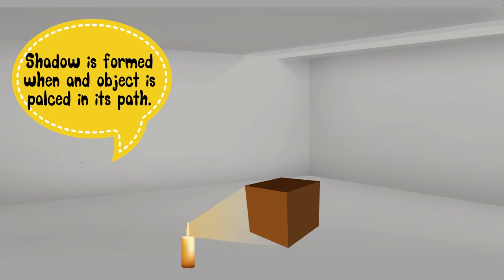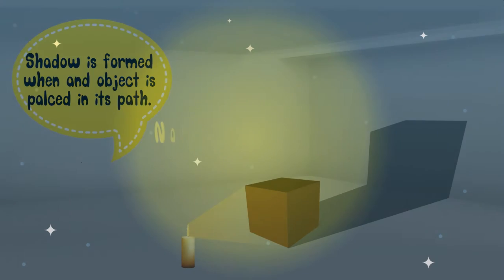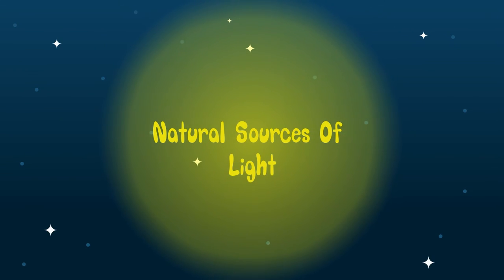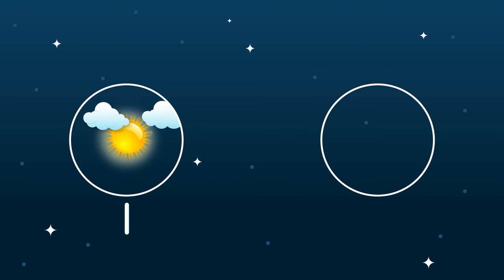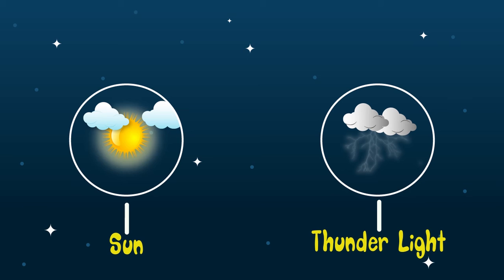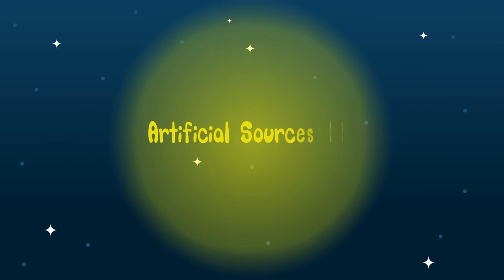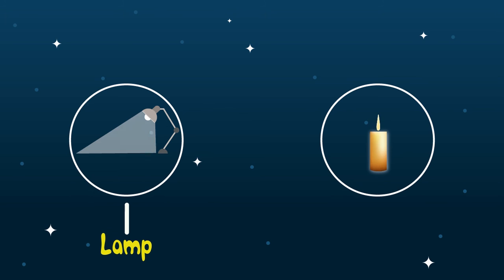Shadow is formed when an object is placed in the path of light. Natural sources of light. Artificial sources of light. Lamp, candles.